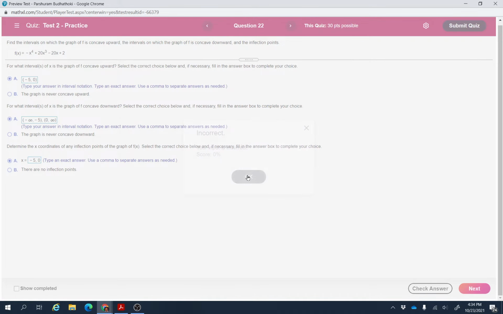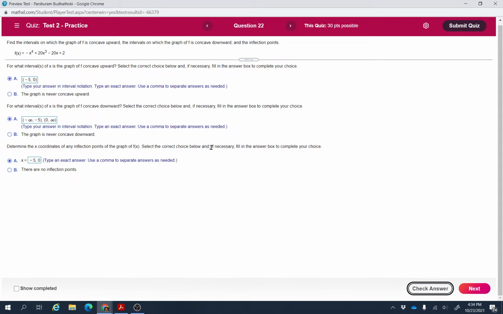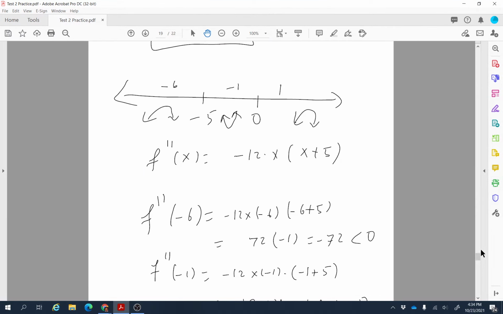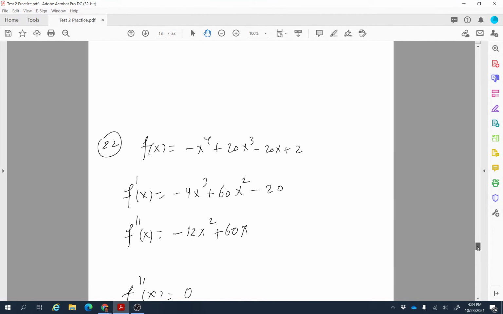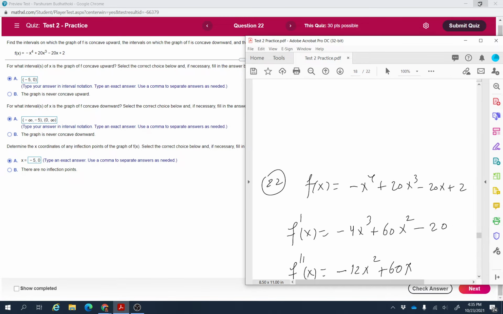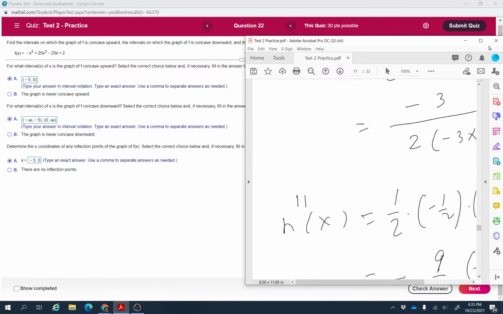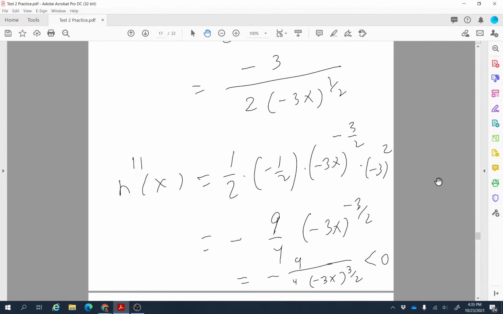0%. What did I do wrong here? Let me go back and find out one more time. Did I miss something? My function is -x to the power 4, 20x cubed, -20x plus 2. The first derivative is -4 times 3. Oh, okay, I totally missed something here.